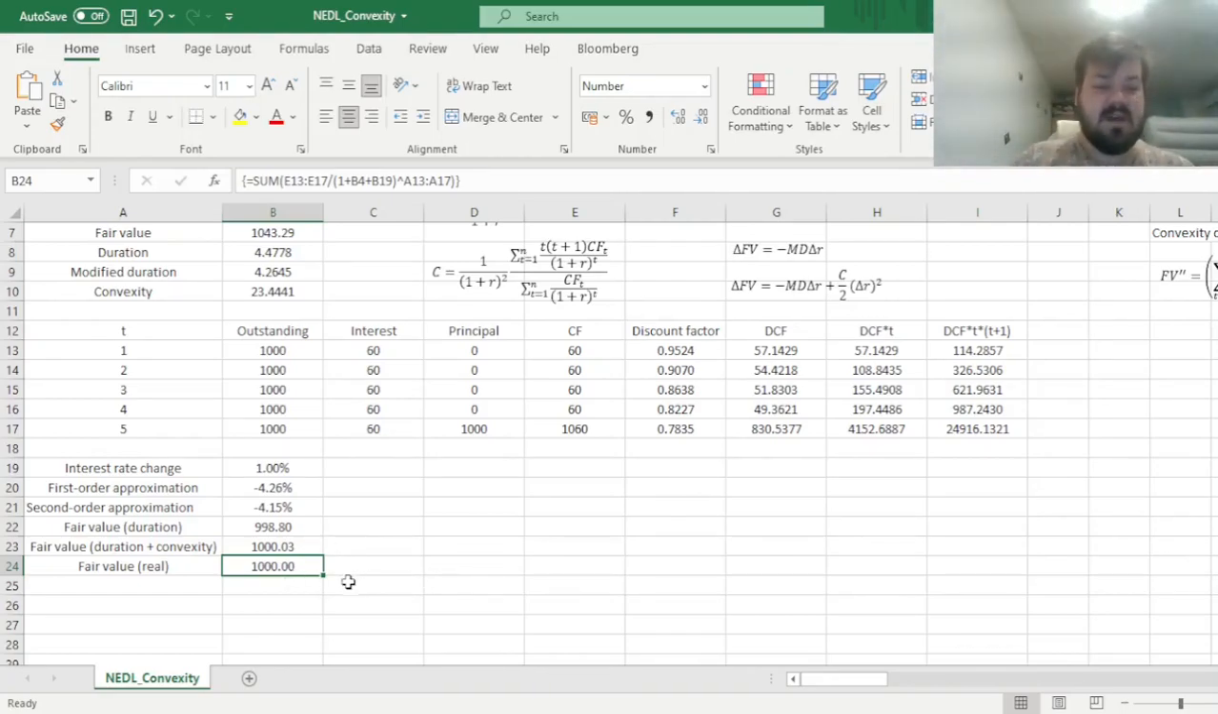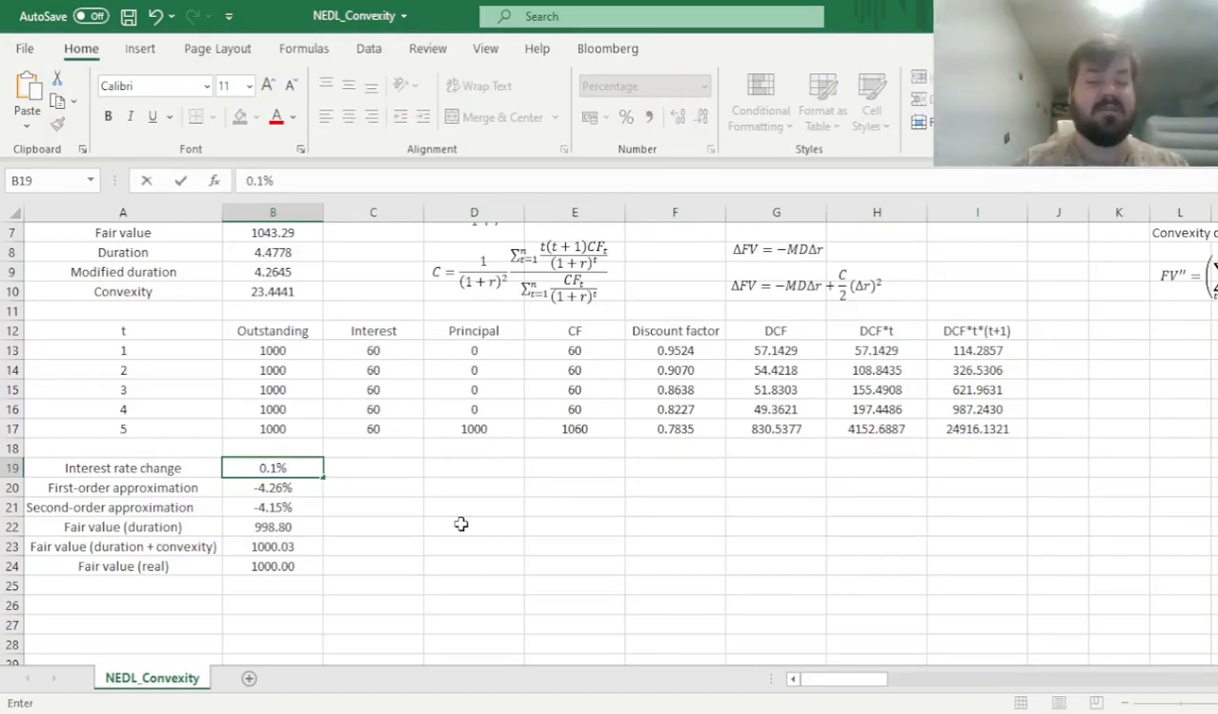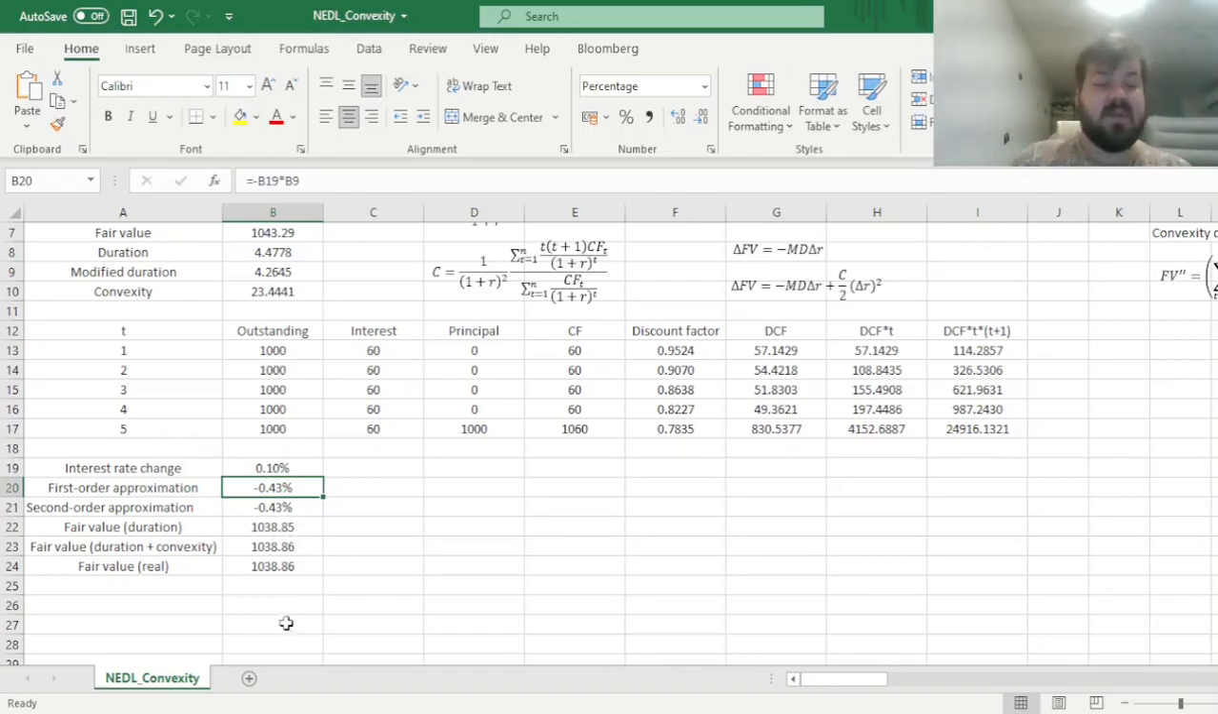And this setting also allows us to see how well those two methods perform for different interest rate changes. For example, for an interest rate change as low as 10 basis points, 0.1%, the difference between the first order and the second order approximations are quite small, just 1 cent, and both are very close to the actual result. So for very small interest rate changes, the linear approximation with modified duration works remarkably well.